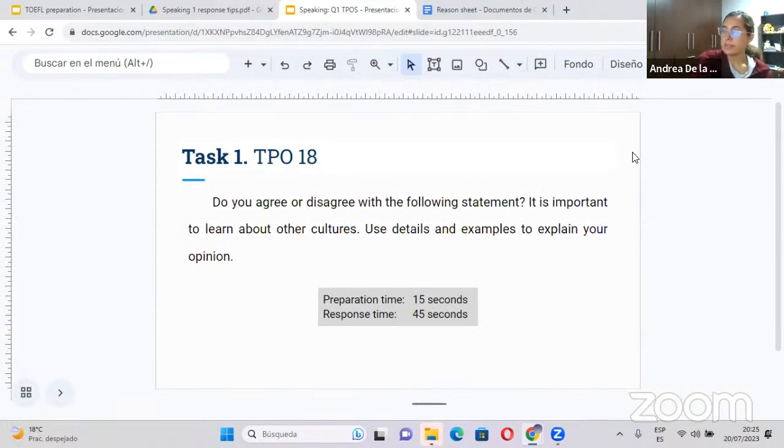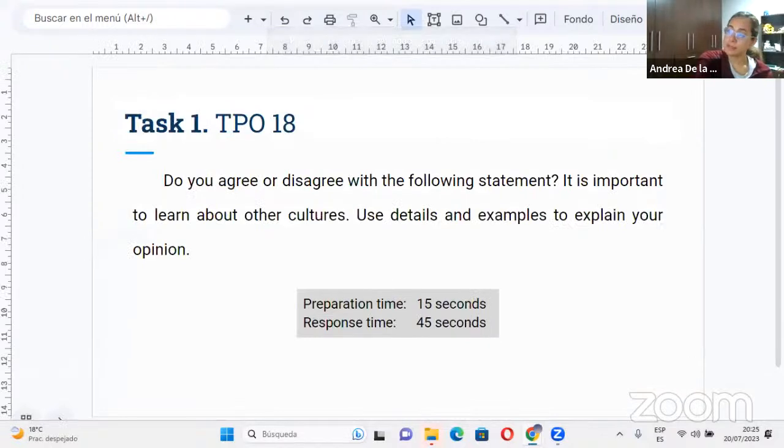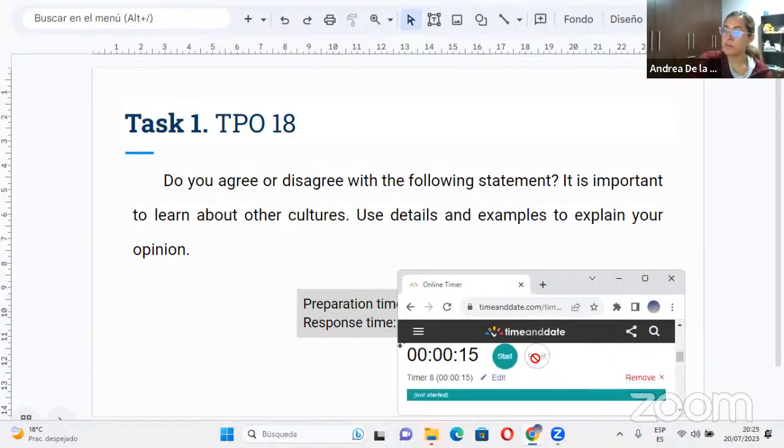You guys, let's see this one here. The question says, do you agree or disagree with the following statement? It is important to learn about other cultures. Use details and examples to explain your opinion. And you will now have 15 seconds to prepare your response.